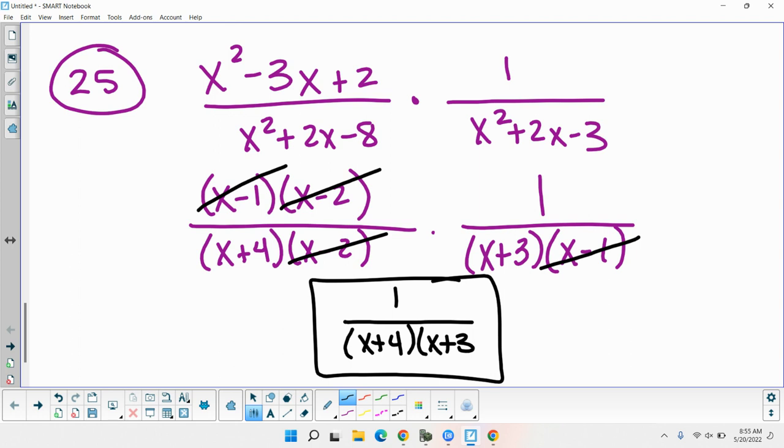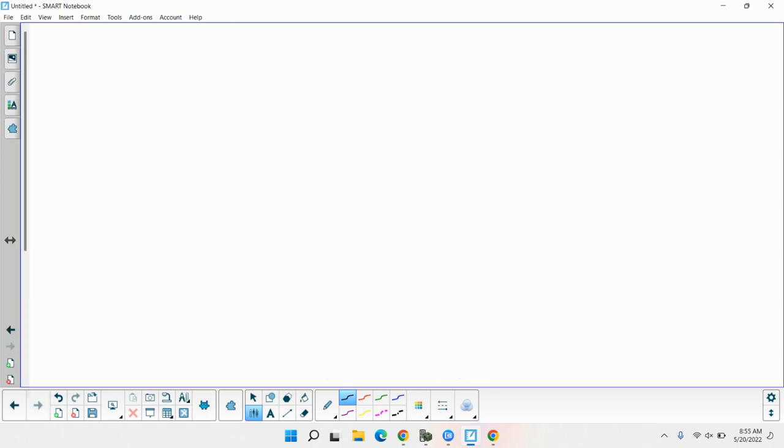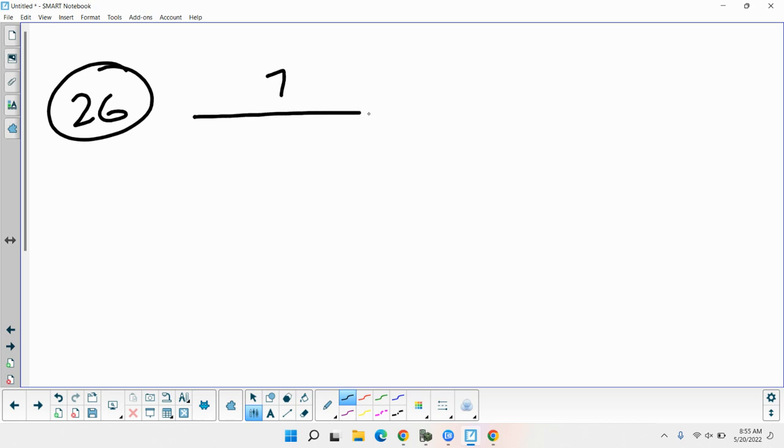26 is like 24, where you have to add. So we've got to get a common denominator. So I imagine you would have one like 24, one like 26. I'd probably drop one of those, because they're the same type of problem. Finding the common denominator first.